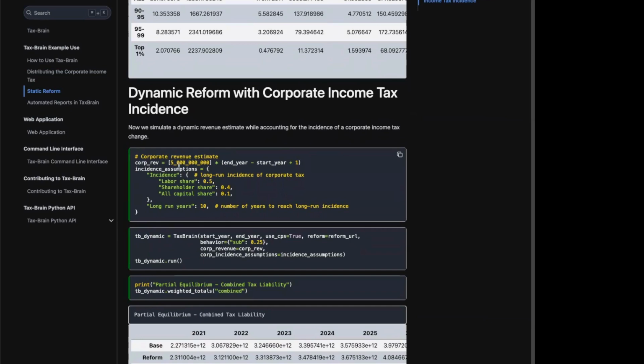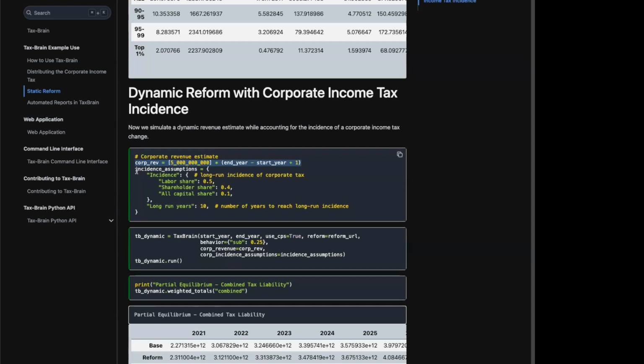So just hypothetically, what this example is looking at is, let's assume $5 billion in corporate income tax revenue each year for the whole budget window. So here you can see it's just kind of end year minus start year plus 1. So we get the full budget window. We're just, for simplicity, assuming $5 billion in each of those years. Of course, ideally, what you want to do is pair this TaxBrain model with a model of your own, or say a JCT score of a corporate income tax change, and you can put those revenue numbers in here. Again, just making sure that your list of corporate income tax revenue is as long as the budget window you'll analyze.